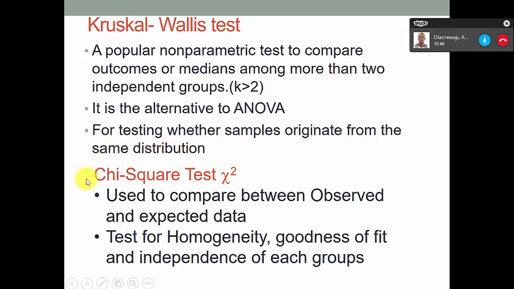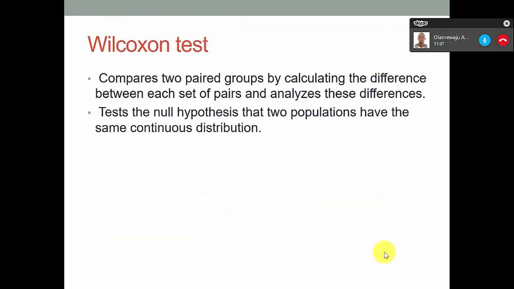The second one I'm talking about is the chi-square test. It is used to compare between observed and expected data. It is also used to test homogeneity, goodness of fit, and independence of each group involved in the study. The third one is the Wilcoxon test. It is used for paired groups that have some similarities between themselves. Also, there's evidence that 2 populations have the same continuous distribution.